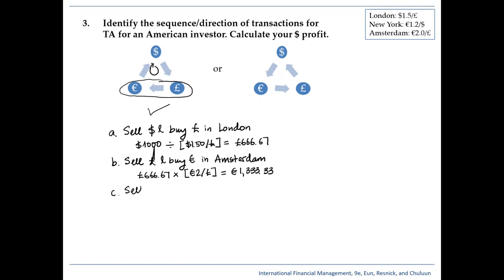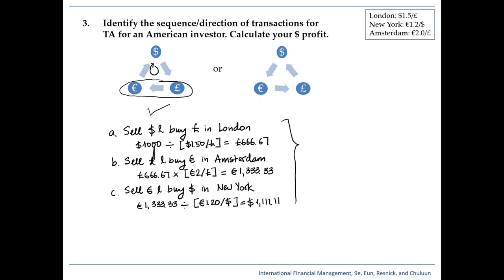Next, you take those euros and sell them and buy dollars in return in New York. So you take your 1,333.33 euros and convert them into dollars at the rate of 1.2 euros per dollar, and this will generate you $1,111.11.